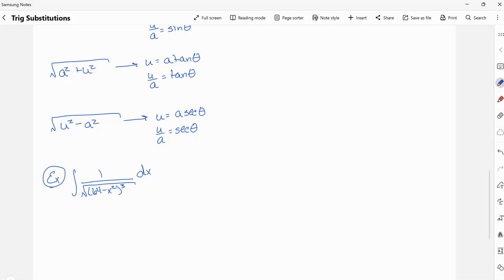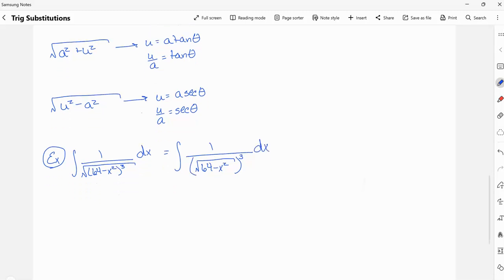integrating with a trig substitution. So I'm going to rewrite this. I'm taking the square root of something that is to the third power. So I could think about it as the square root of 64 minus x squared and that whole thing being to the third power. And that's where my u substitution is going to come in at.